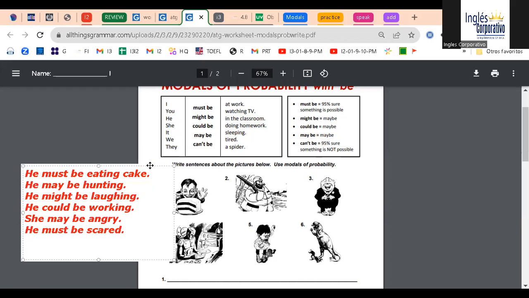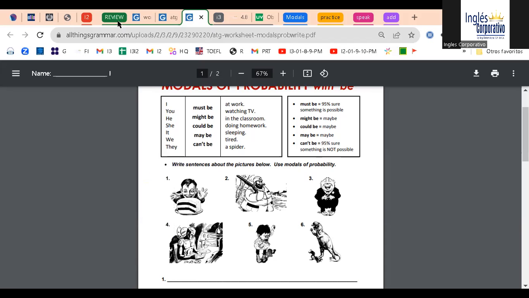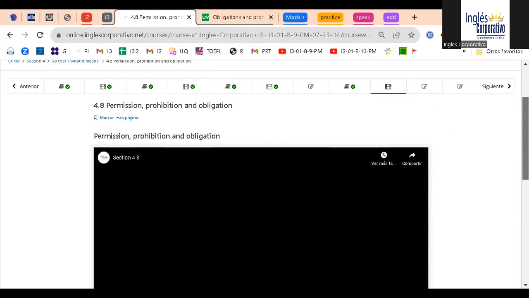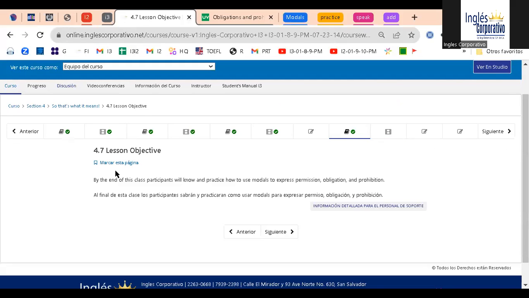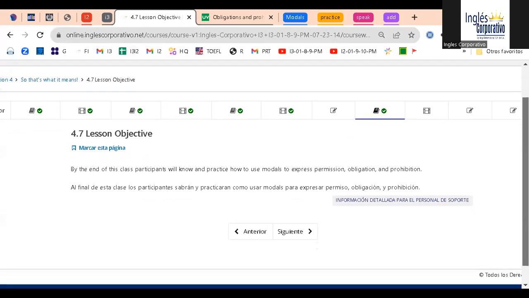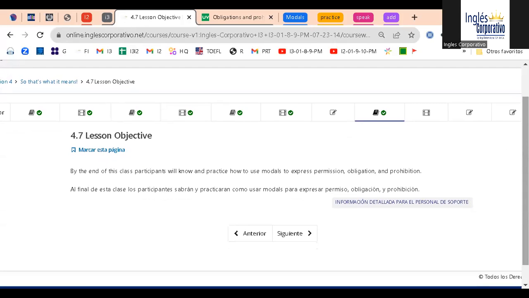Well, let's see. So we have talked about probabilities. So now we continue into our new topic. Just give me a couple of seconds. I'm going to close this. I need that space. Okay, perfect. So in today's lesson, we're going to be checking the following. By the end of this class, participants will know and practice how to use modals to express permission, obligation, and prohibition. As far as we know, modals have different usages to talk about abilities, probability, and now we're going to be checking these modals to express permission, obligation, and prohibition.